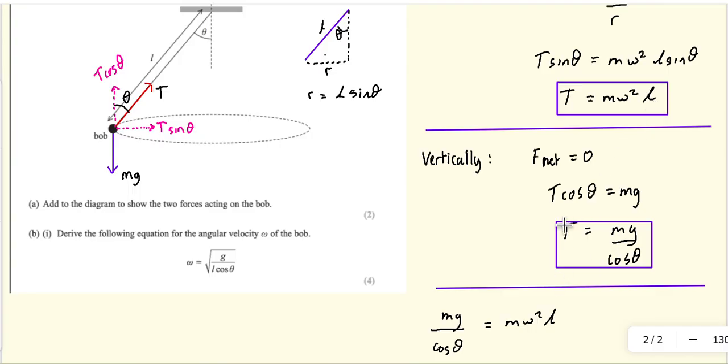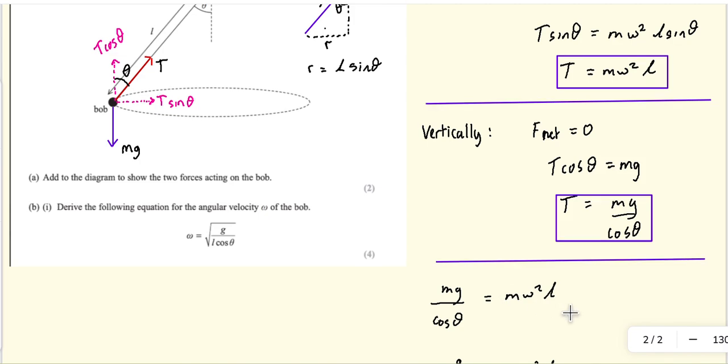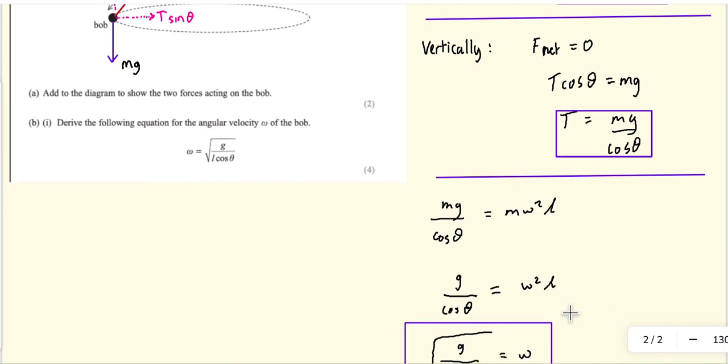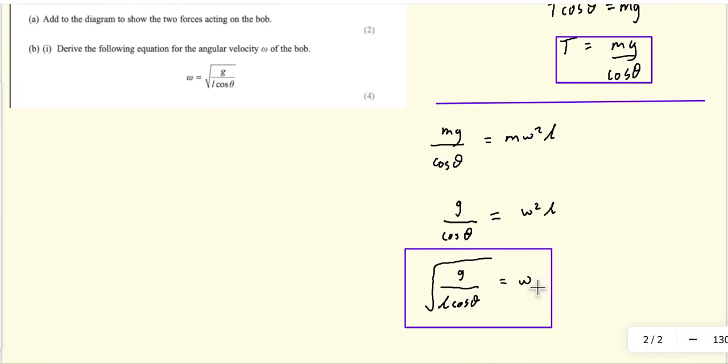Now I wrote down the expression in the vertical direction in terms of T, so what I'm going to do, equate, and I end up with mg over cos theta equals m omega squared L. I can see that the m's will cancel, and what I'm going to be left with is g over cos theta equals omega squared L, and we've got to make omega the subject, so I'm going to divide by L and root, and I end up with the angular velocity is the square root of g over L cos theta.